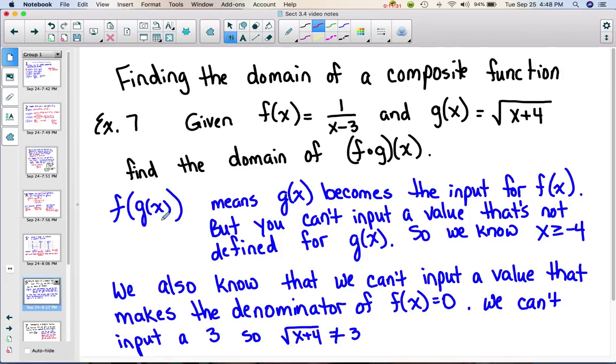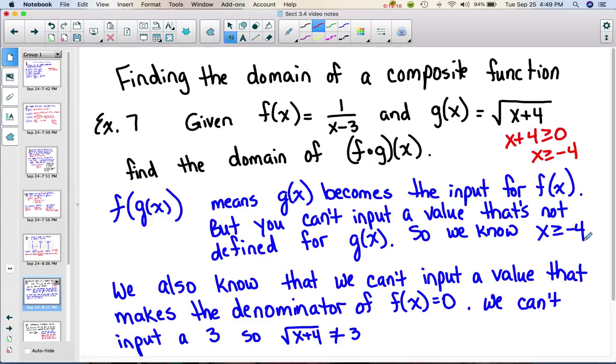So if you think about what this means, f of g of x means that g of x becomes the input for f of x. But think about this, you cannot input a value that's not defined. So I can't input a value that's not defined for g of x. So I have to look up here at g of x, and remember from what we did in the last section, I can't take the square root of a negative, so x plus 4 has to be greater than or equal to 0, which means x is greater than or equal to negative 4. So we know that this has to be true. That's what I wrote here. So I know right off the bat that x has to be greater than or equal to negative 4.